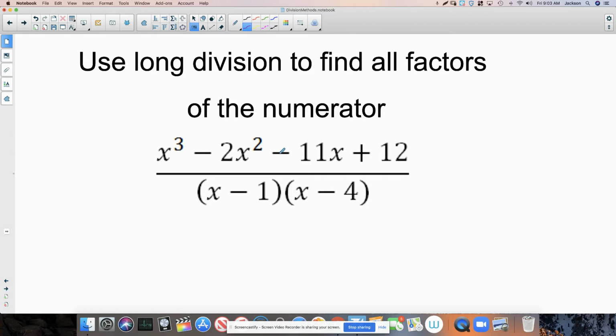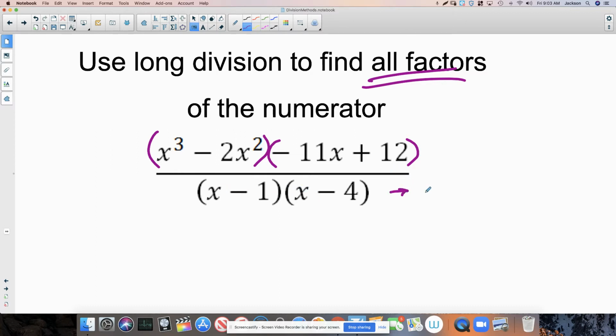So say I have this cubic polynomial here, and I have these two factors for this. Now, if you look at this cubic polynomial, you might say, well, I can factor this by grouping. Okay, I'll spoil the ending for you. It won't work.